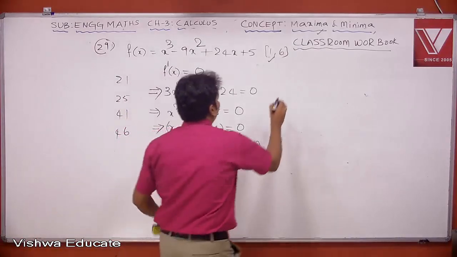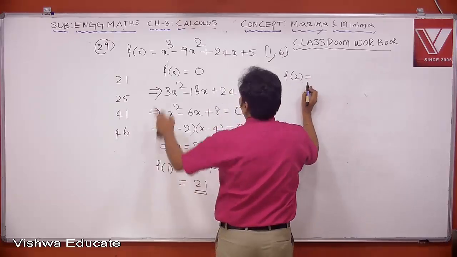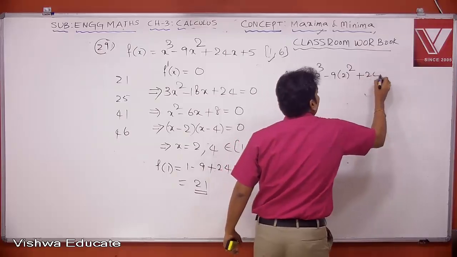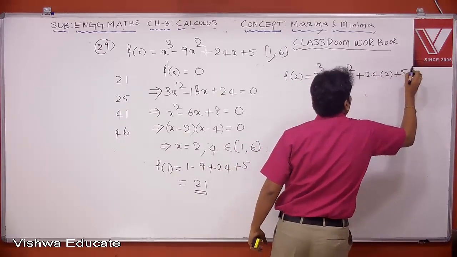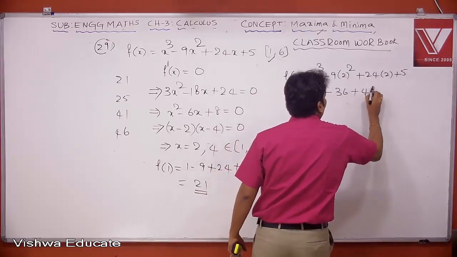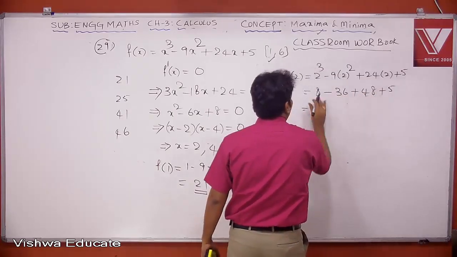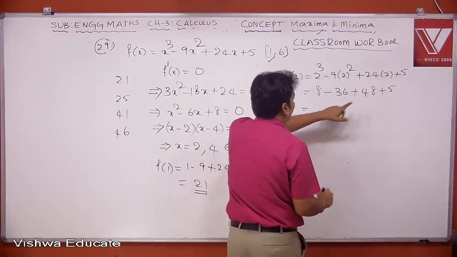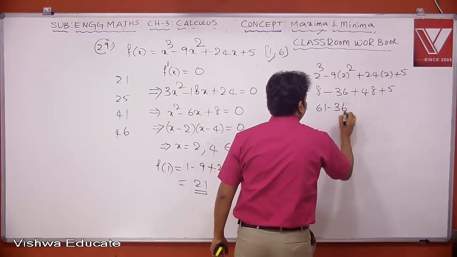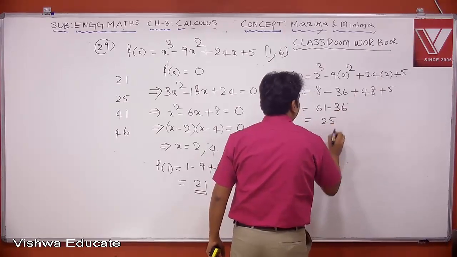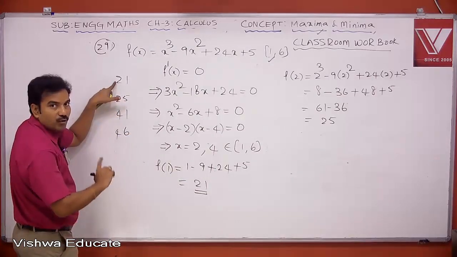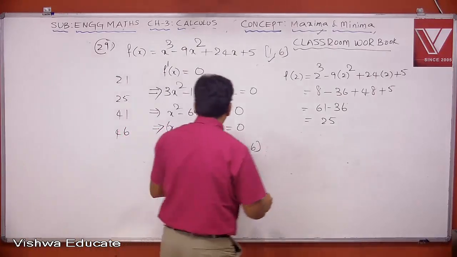Now calculate f of 2. f of 2 equal to 2 cube minus 9 into 2 whole square plus 24 into 2 plus 5. So this is 8 minus 36 plus 48 plus 5. 48 plus 5 is 53, 53 plus 8 is 61, minus 36, and this one is 25. Even 25 is one of the options. 21 is one of the options. Try to observe the options. Next, calculate f of 4.